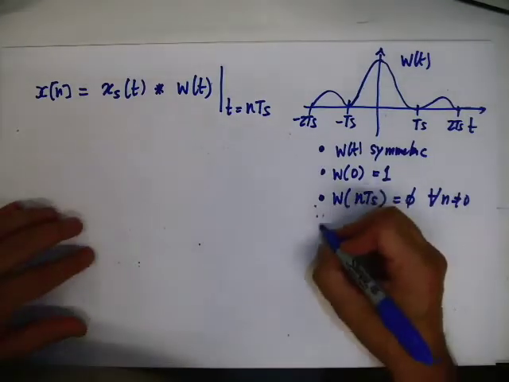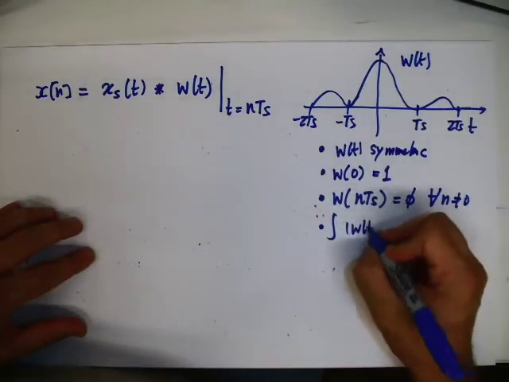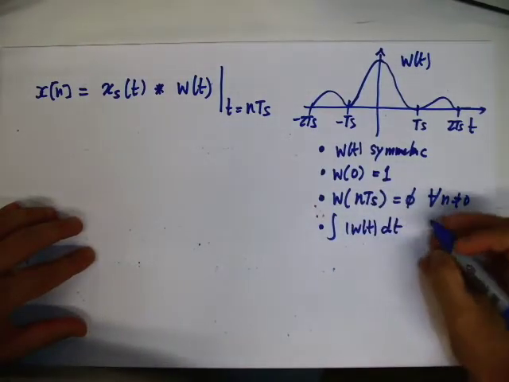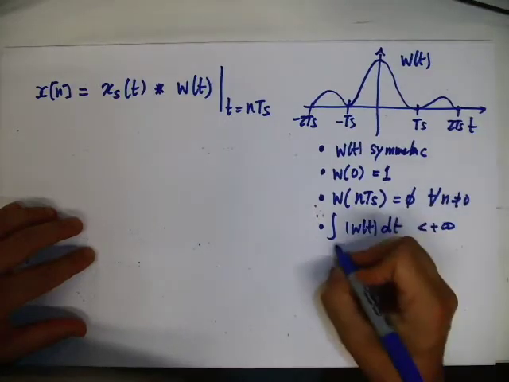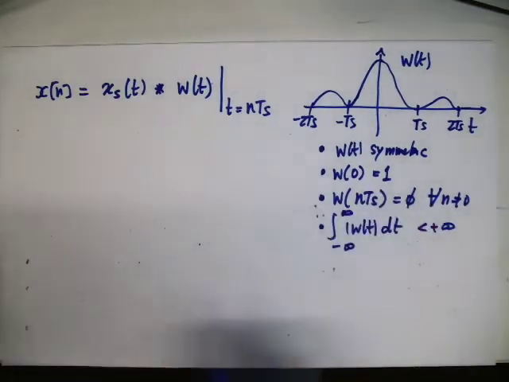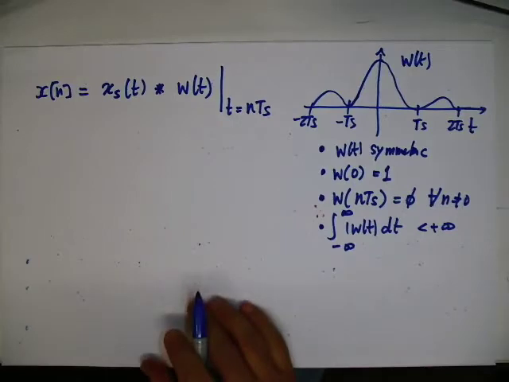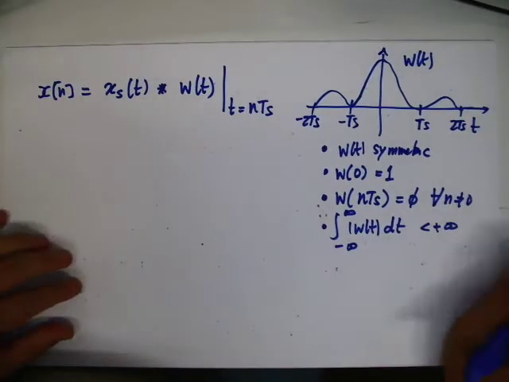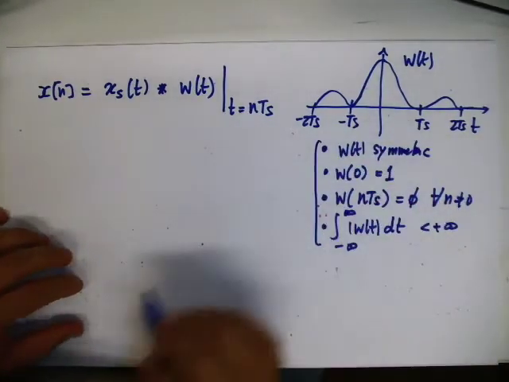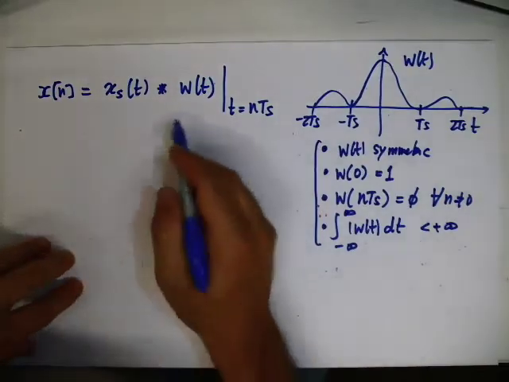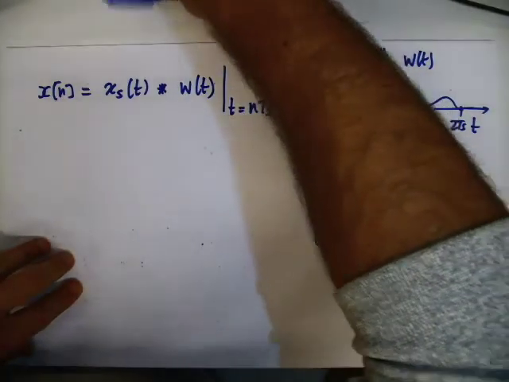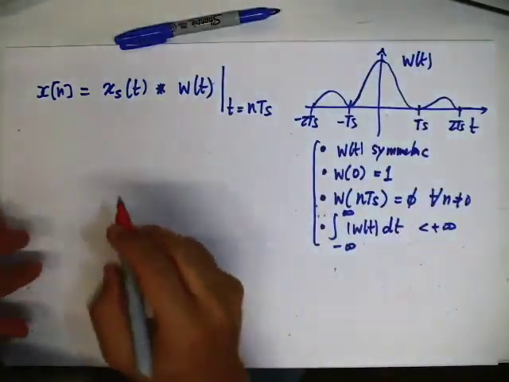And of course, the integral of the window has to be less than infinity. So we want a bounded window. And there are infinite choices of this window, okay? And now we're going to see which are these choices, okay?